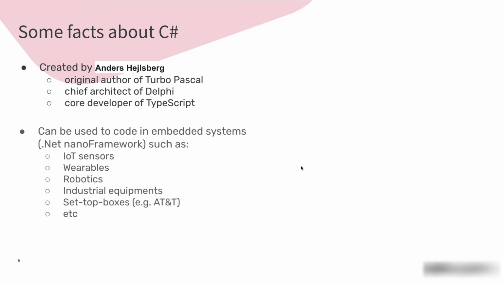Okay, here are some facts about C Sharp. C Sharp was created by Anders Hejlsberg, who is the original author of Turbo Pascal. He is also the chief architect of Delphi and a core developer of TypeScript. He is not the creator of TypeScript because it's a Microsoft team composed of 13 members. C Sharp can also be used in embedded systems using the .NET nanoFramework.